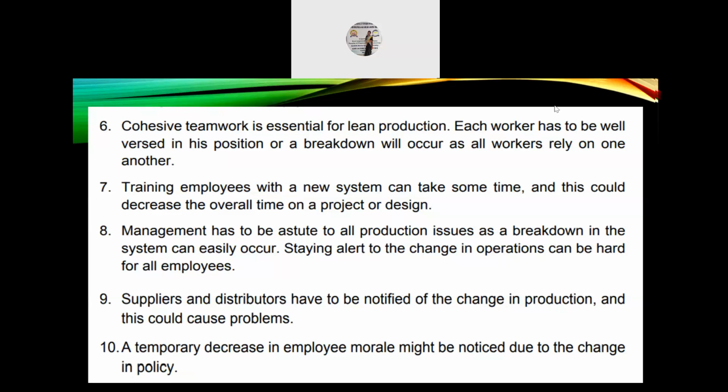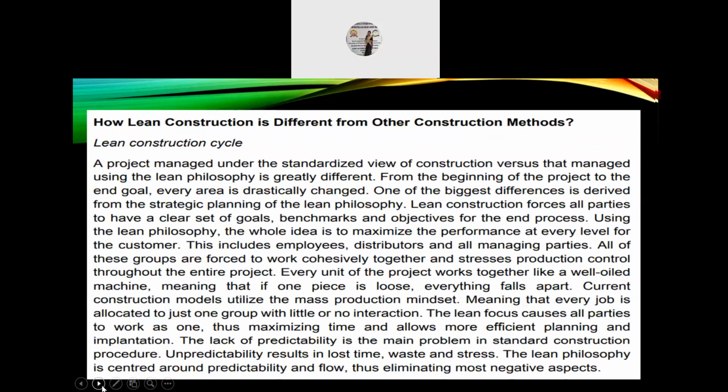Number eight, management has to be astute to all production issues, as a breakdown in the system can easily occur. Staying alert to the change in operations can be hard for all the employees. Number nine, suppliers and distributors have to be notified of the change in production, and this could cause problems. And number 10, a temporary decrease in employee morale might be noticed due to the change in the policy.